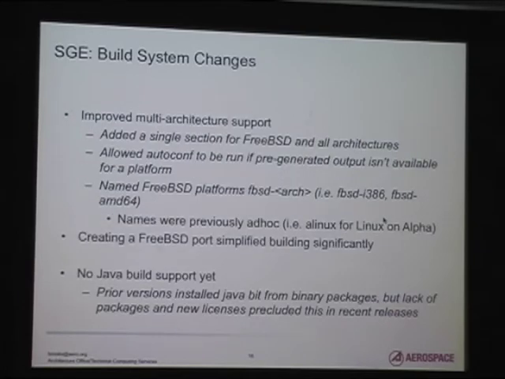So the first thing we did is we changed things around to improve multiple architecture support, because I felt that I only wanted i386 at the time, but I wanted it to work on all the architectures. And when FreeBSD added a new one, I didn't want to have to copy and paste more code and worry about that, because I wasn't going to have the architecture to test on. So we added a single section, simple refactoring stuff. I changed things so that autoconf would run if there wasn't pre-generated output, which is how they had been doing it. They'd always pre-generate output for each and every target. And we came up with a sensible platform naming scheme.